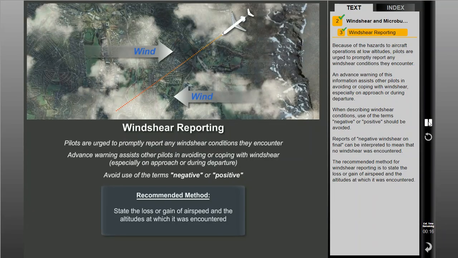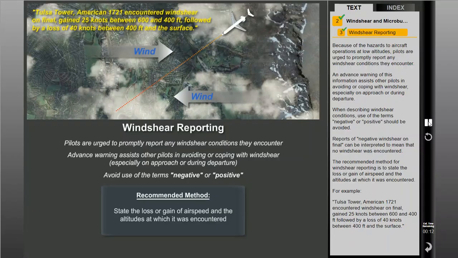The recommended method for wind shear reporting is to state the loss or gain of airspeed and the altitudes at which it was encountered. For example, Tulsa Tower, American 1721 encountered wind shear on final, gained 25 knots between 600 and 400 feet, followed by a loss of 40 knots between 400 feet and the surface.